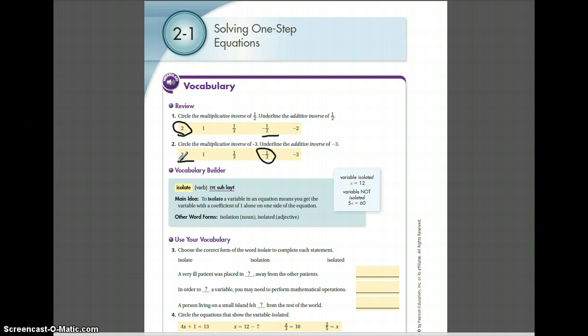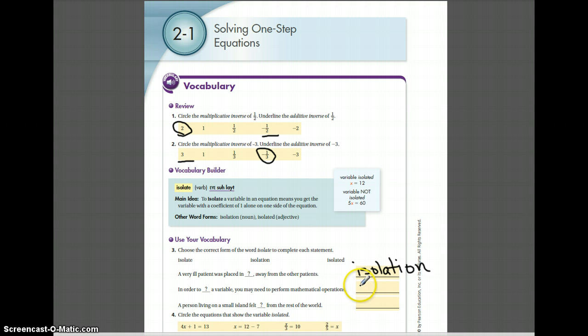Isolate. The main idea is to isolate a variable in an equation means you get the variable with a coefficient of 1 alone on one side of the equation. In other words, we're trying to get x by itself on one side of the equation. A very ill patient was placed in isolation away from other patients. So that patient was alone.